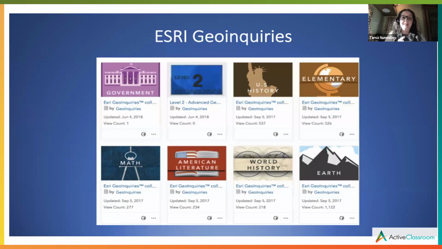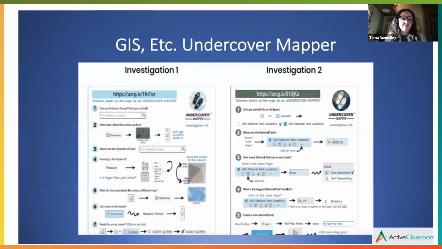There are ways that you can take the answers off. Liquid paper I found works really, really well, but I'm good sometimes with the kids having the answer and then me asking additional questions or having them do something with it. So these are geographic questions that go along with just about every subject that you can imagine. Government, they've got one for economics and everything. If you want to teach them how to do this kind of thing or have an investigation, check out GIS Etc., something called Undercover Mapper, and it will show them how to do that as well.